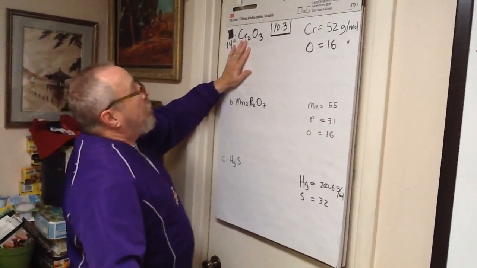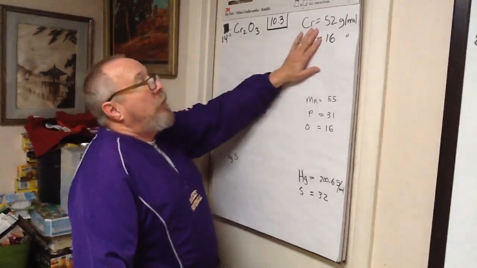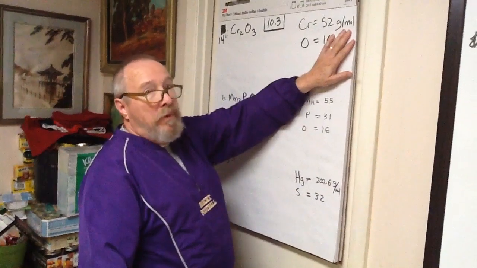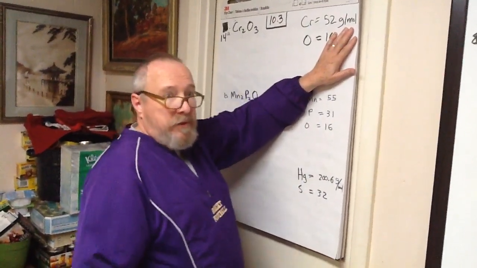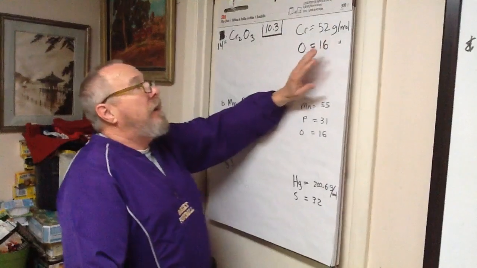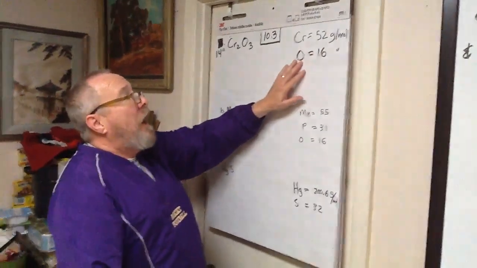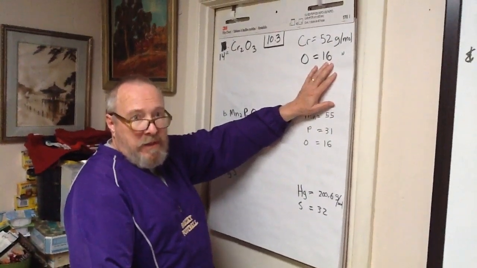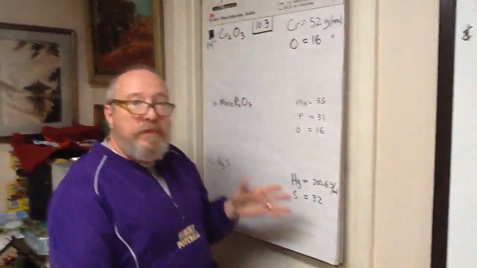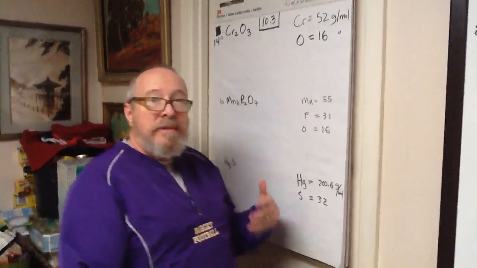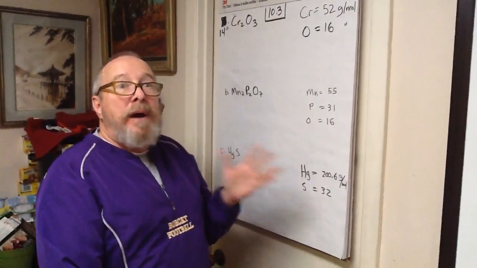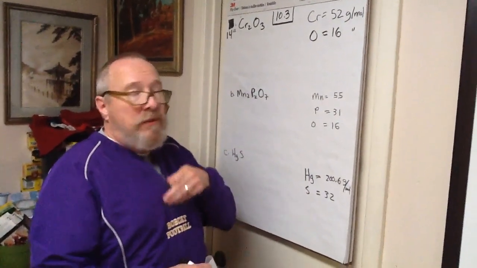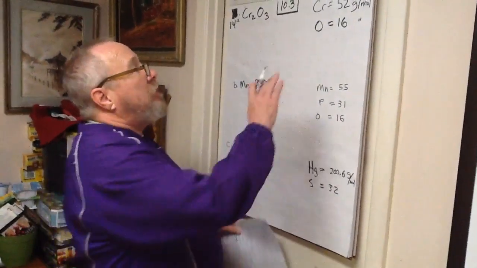Actually, this would be chromium(III) oxide. Chromium has an atomic mass of 52 grams per mole. That's the big red number on your Flynn Scientific periodic table of the elements. Oxygen has an atomic mass of 16 grams per mole. I know it's 15.999 something after that, but rounded to significant figures for our purposes, it's 16. So that will do for us.